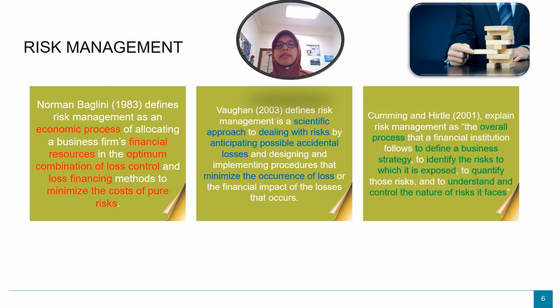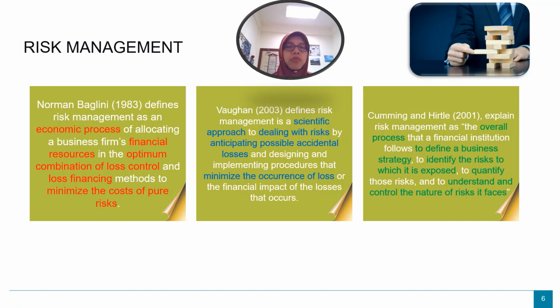Okay, third one is the definition given by Cumming and Hurtel 2001. They explain risk management as the overall process that a financial institution follows to define a business strategy. Meaning that we need to know the objective, identify the risk to which it is exposed. Then once we identify, we need to quantify those risks, whether this is the most risky or the less risky. And then to understand and control the nature of risk it faces.